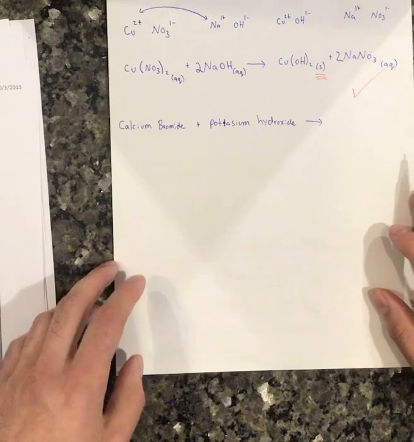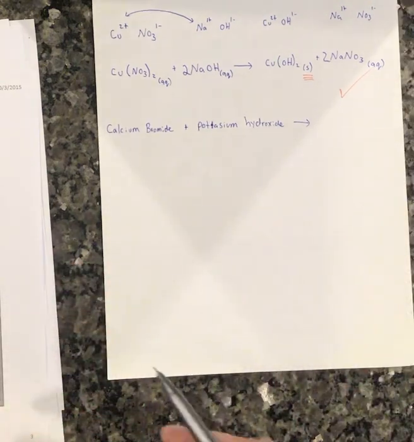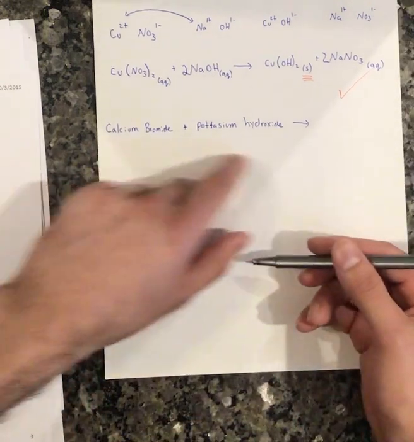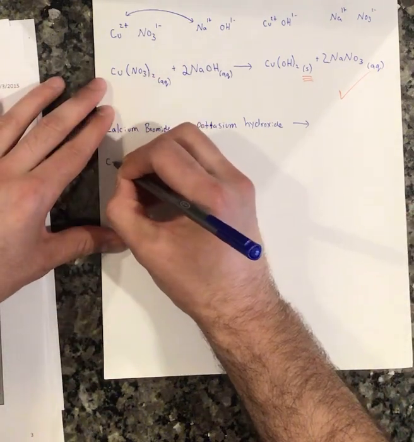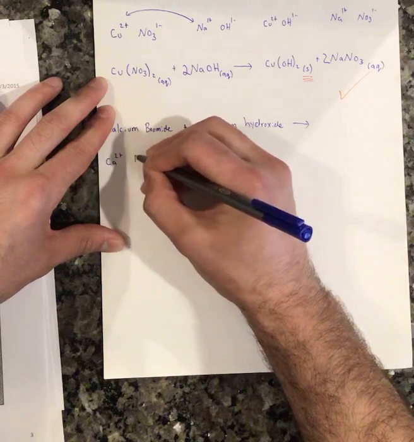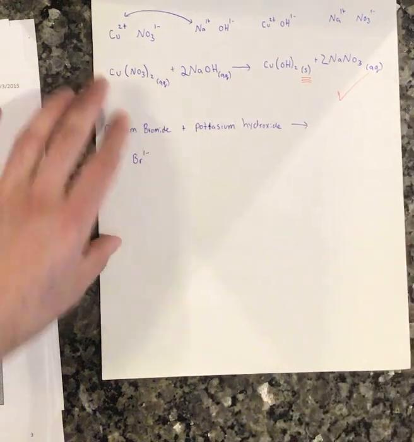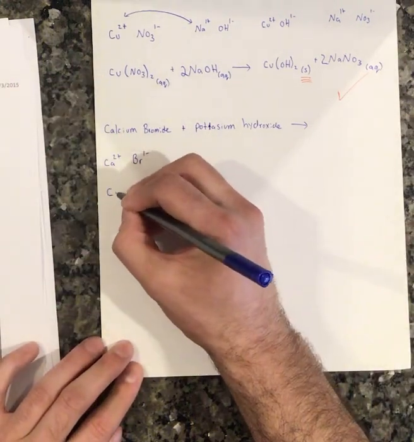Okay, so hopefully you paused the video, hopefully you tried it out. Let's go through this, let's see how you did. So once again, the first thing I need to do is come up with my equation here. Calcium is a 2+, bromine is a 1-. So after I do my crisscross, I would get CaBr2.